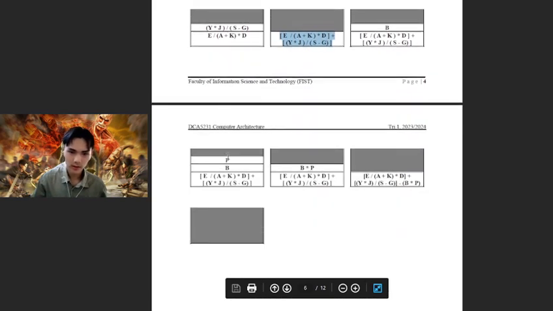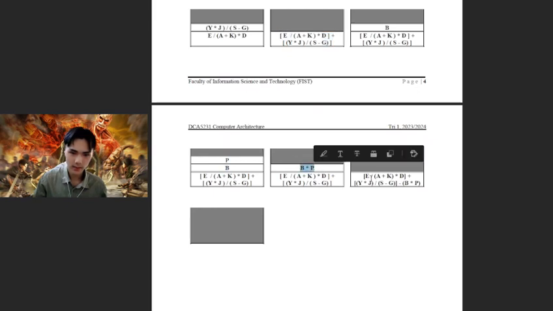And continuing, B times P will be formed and combined into a new expression here. And after this expression is done, it will be blank.